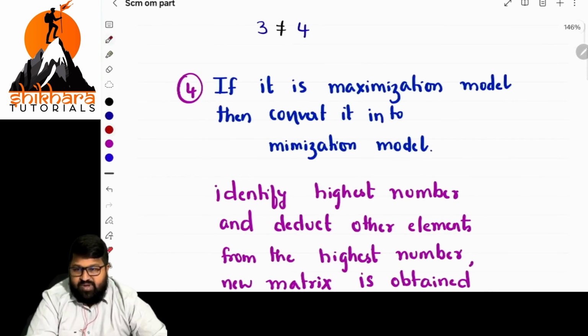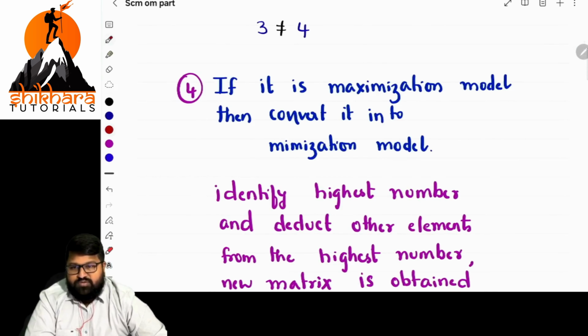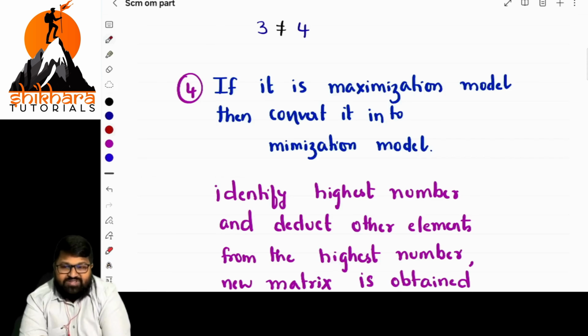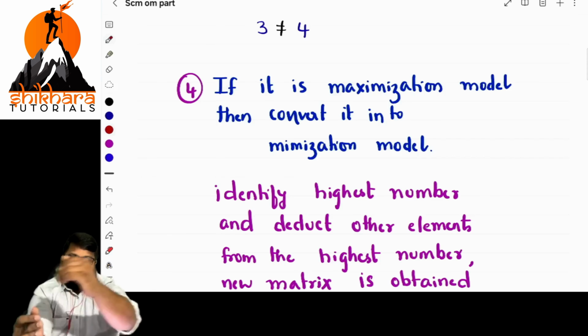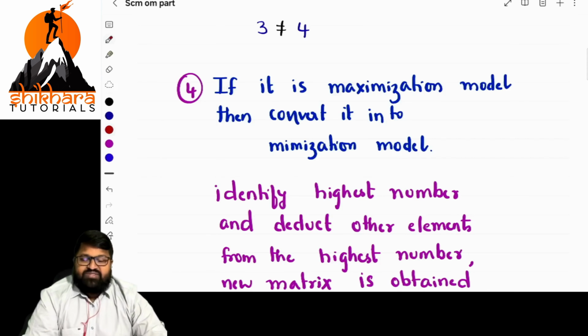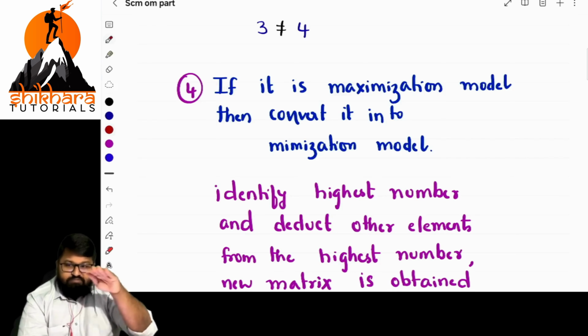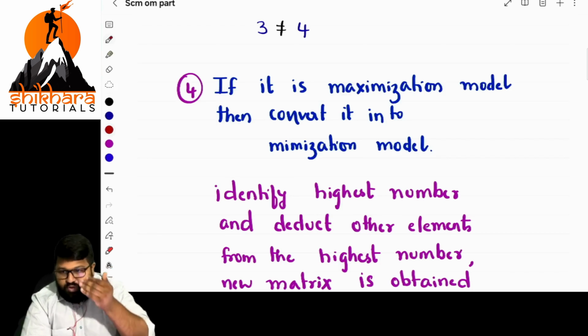Sir, if it is a minimization model, then convert into, sorry, if it is a maximization model. If it is a minimization model, no issue at all. We can solve the problem. But what if it is a maximization model? What is the issue, ma? The issue arises when the given problem is a maximization model. So how to solve that? Just convert the maximization model into a minimization model and solve the steps.